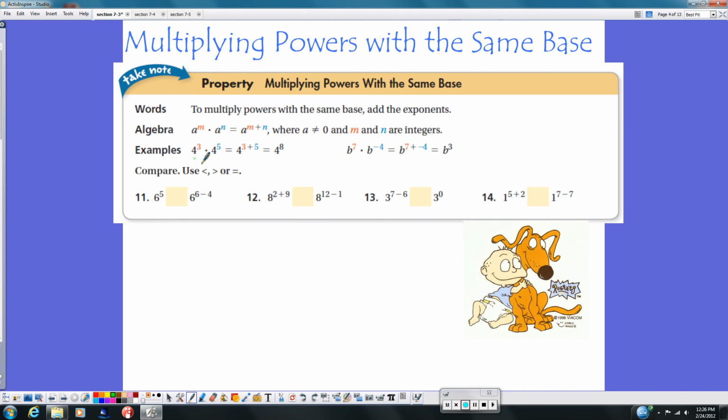For example, 4 to the third times 4 to the fifth would be 4 to the eighth, because 3 plus 5 is 8. b to the seventh times b to the negative fourth would be b to the third, because 7 and a negative 4 is going to equal 3.